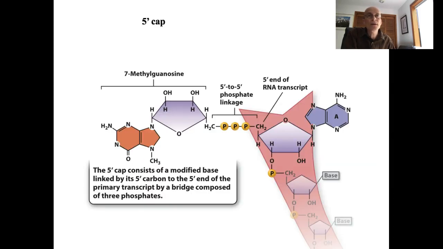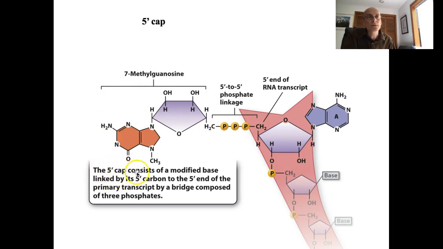Okay, so that 5' cap looks like this. Here's our RNA, right? Here's our base, our sugar, our phosphate. That's the 5' end. Here's 3', 5', 3', 5', and so forth. The 3' end is on the bottom. That's not what we're interested in right now. Here, this is our RNA. What we're interested in is the 5' cap. This here is the 5' cap.